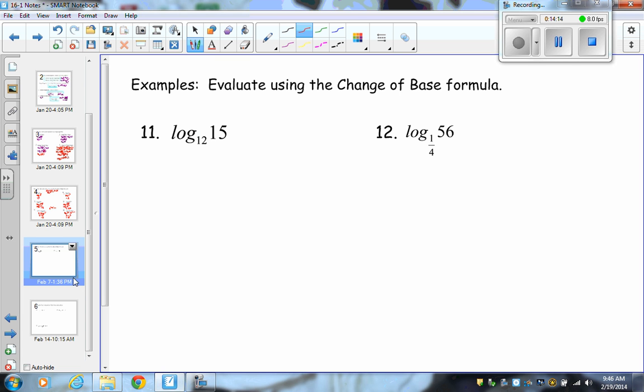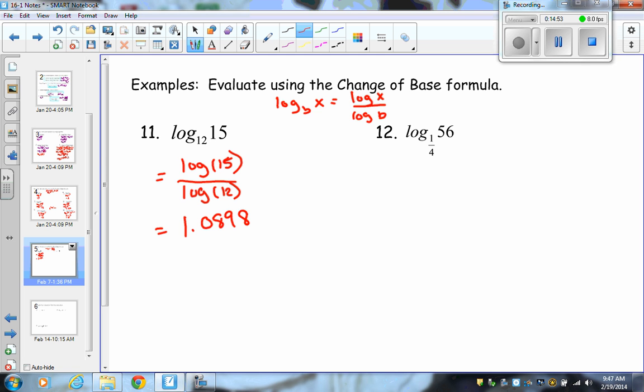The next two examples say to evaluate using the change of base formula, which means we need our calculators. Our change of base formula says that the log base b of x is equal to the log of x divided by the log of b. So in this case, in my calculator, I'm going to type the log of 15 divided by the log of 12. And I should get 1.0898.